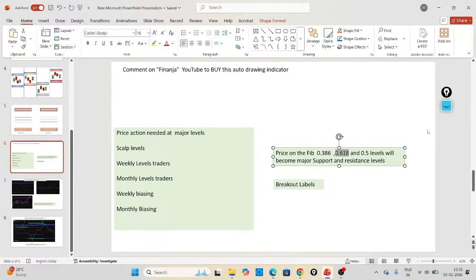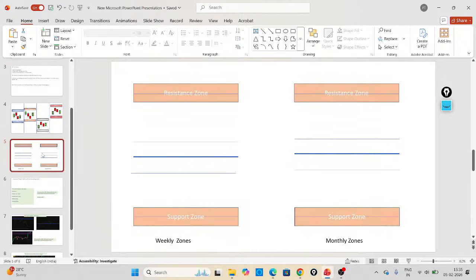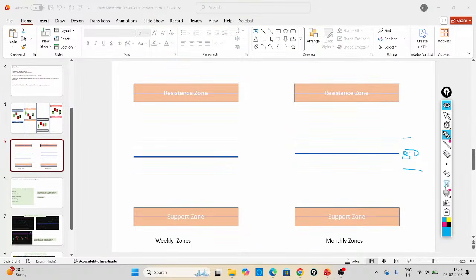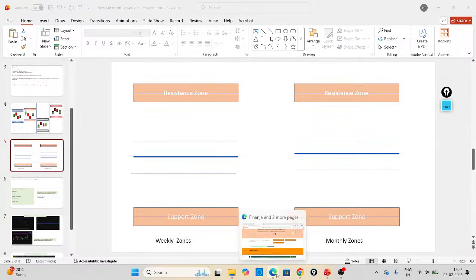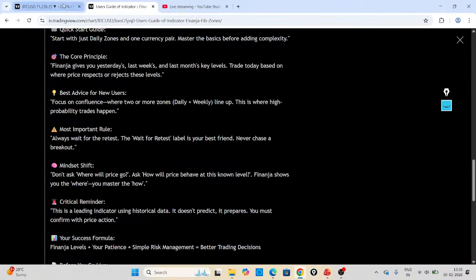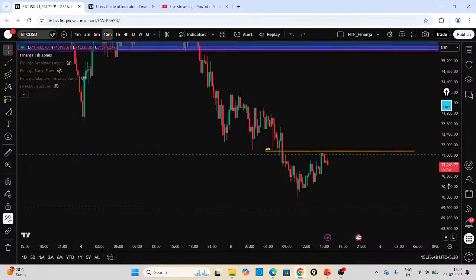386 and 618 levels. Okay, so these are the levels. I can say that I'll be showing it in the chart right away. So this is the basic funda of the indicator. If I jump into the indicator directly, you can see it here.